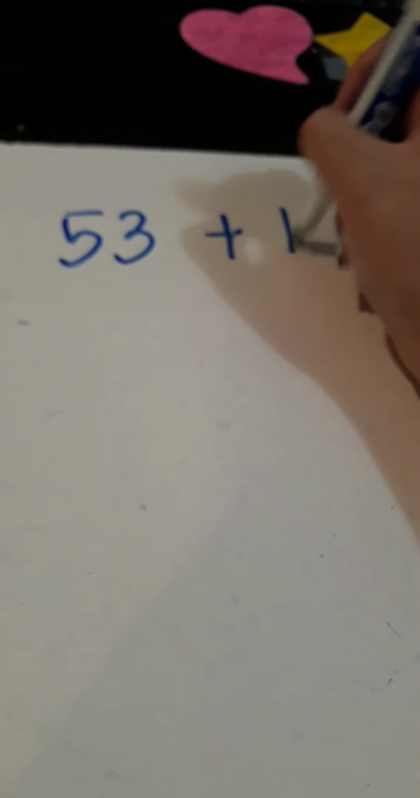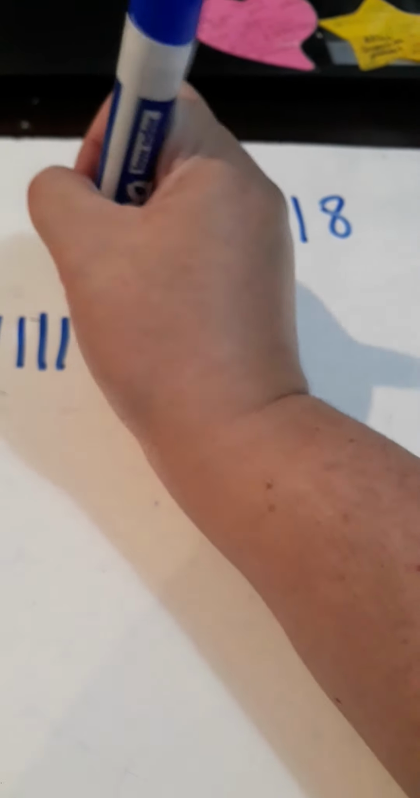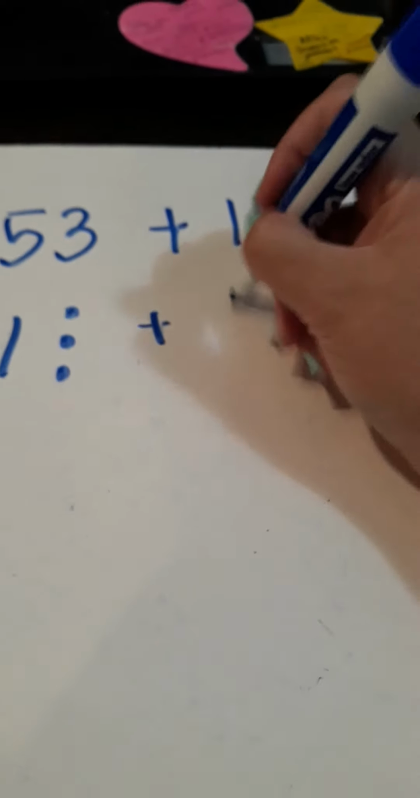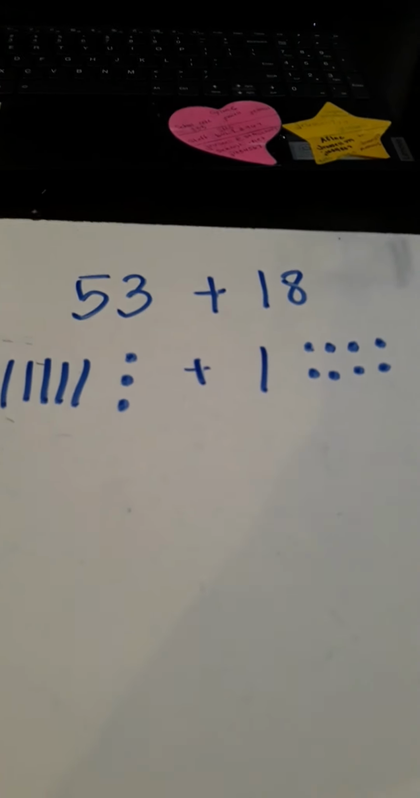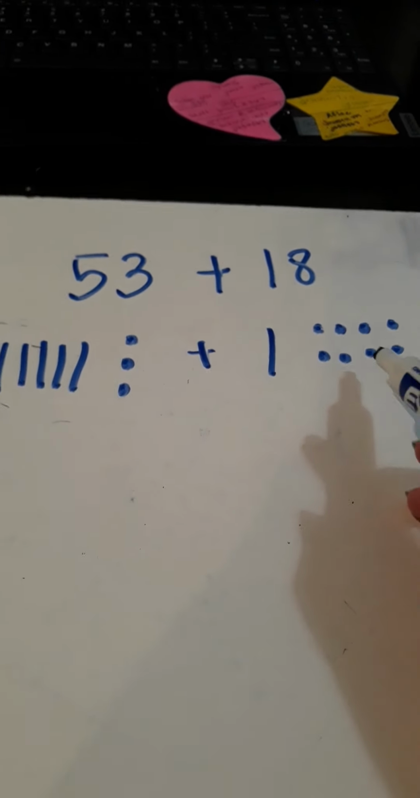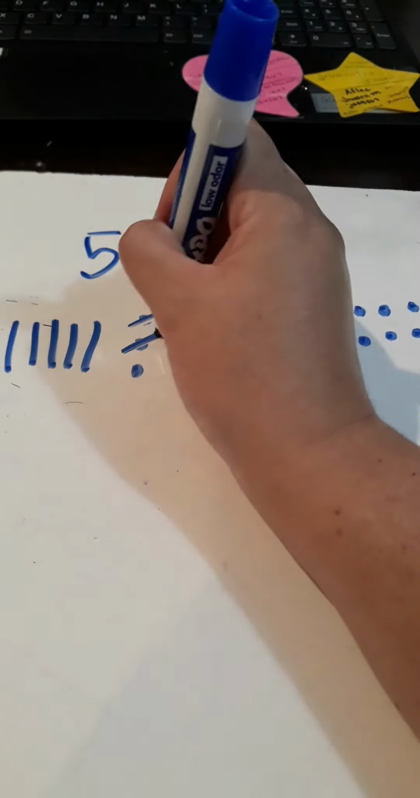Let's think of a different number. Draw it out. 10, 20, 30, 40, 50. 1, 2, 3. Then 10, 1, 2, 3, 4, 5, 6, 7, 8. Let's look at our ones first. We know we have 8 here, so 8, 9, 10. We made another 10 there.